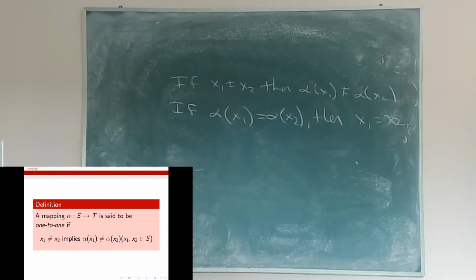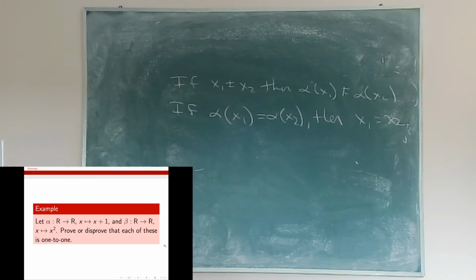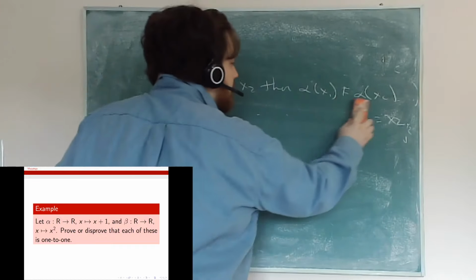All right. So I have two different examples here. I want to show x maps to x plus 1 is one-to-one, and I want to show x maps to x squared plus 1 is not one-to-one.